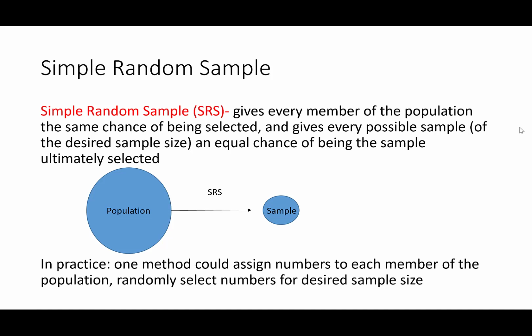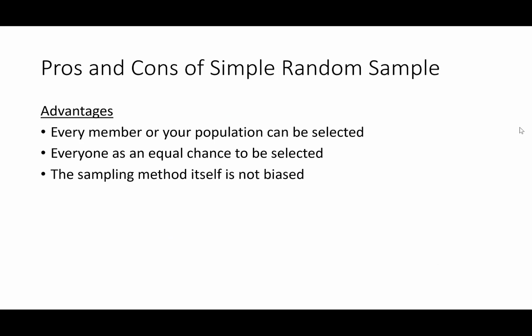So one way we could do this is to put everybody's name into a big hat and randomly pull out, let's say, 1,000 names. Or we can assign all U.S. voters a number, and randomly select 1,000 numbers. Now, there are some benefits to this sampling method and some downsides. One that we talked about is everybody can be selected. Everybody has the same chance of being selected. And it's not biased in and of itself.